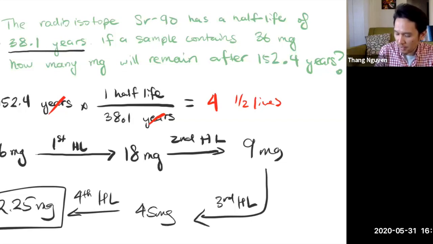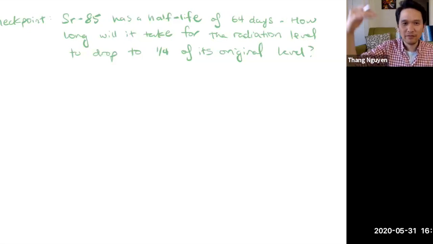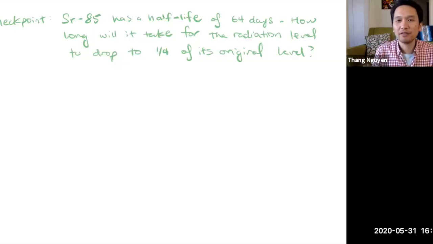Let's see what other types you can have. And to see that, we're going to check out this checkpoint. It reads strontium-85. Remember, there are different isotopes. In this case, this is strontium-85, and it has its own half-life of 64 days. The question is, how long will it take for the radiation level to drop to a quarter of its original level?